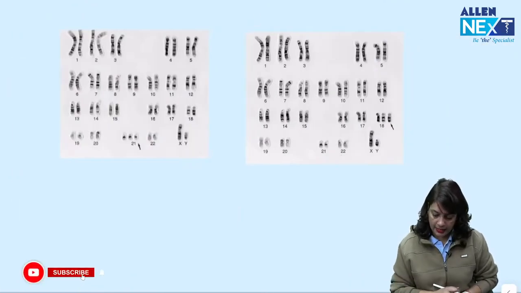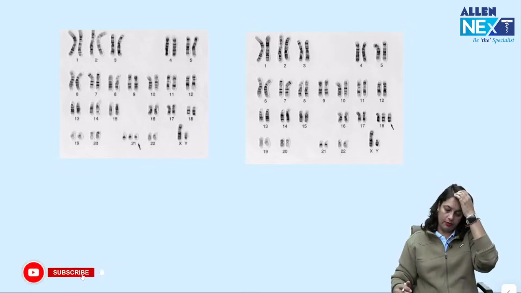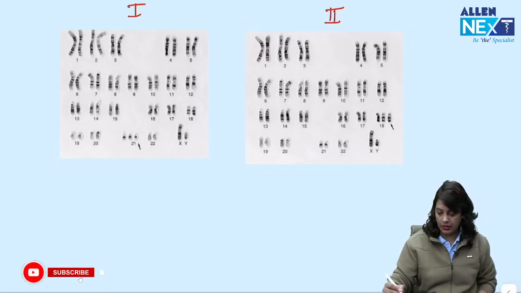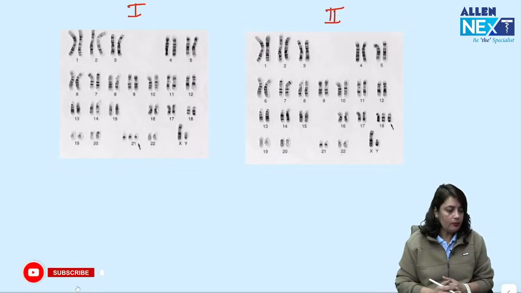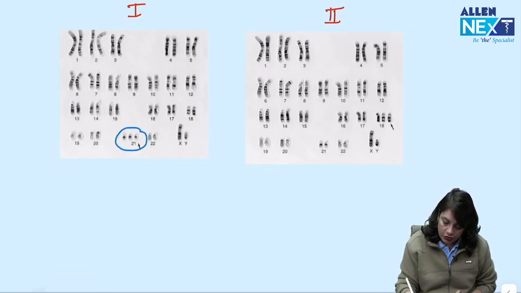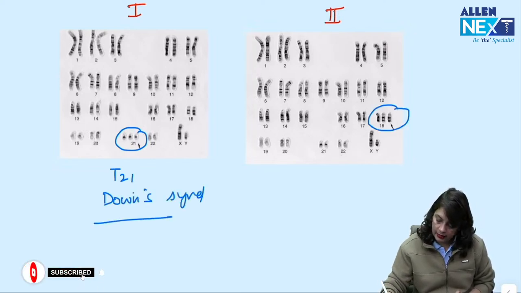Next, identify the image. I have given you 2 karyotypes. What is this image showing? Karyotype 1 and karyotype 2. Write your answers in the chat box. What is this karyotype showing? This is trisomy 21, that is Down syndrome, and this is trisomy 18, that is Edwards syndrome.